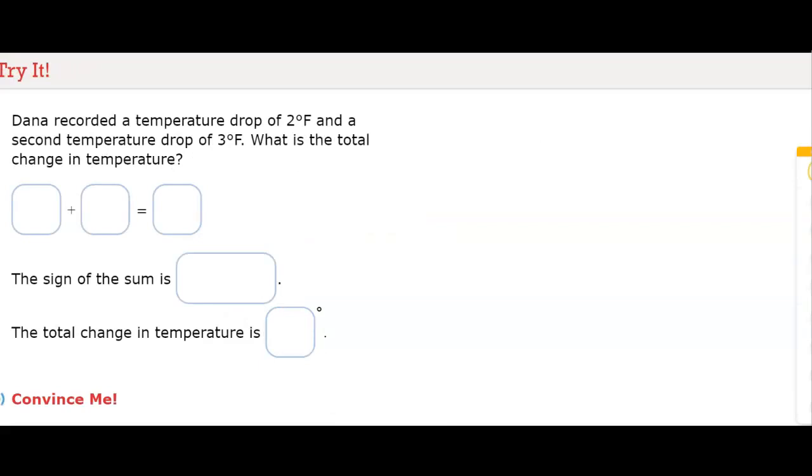Dana recorded a temperature drop of 2 degrees and a second temperature drop of 3 degrees. What is the total change in temperature? So we have to put here the temperature dropped 2 degrees. And by indicating that it dropped, that is negative. And a second temperature drop of 3 would be -3 degrees. And we would need to put those in parentheses because we have that plus sign there. So we then have -2 and -3.